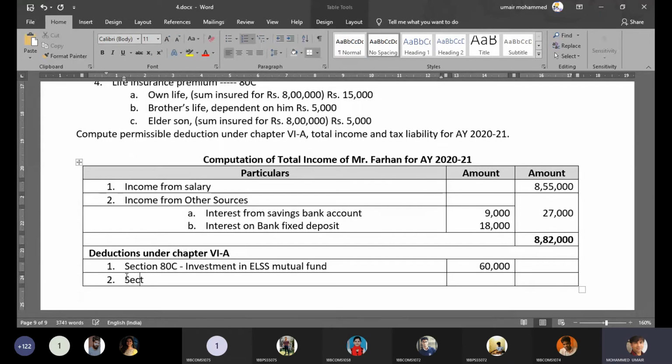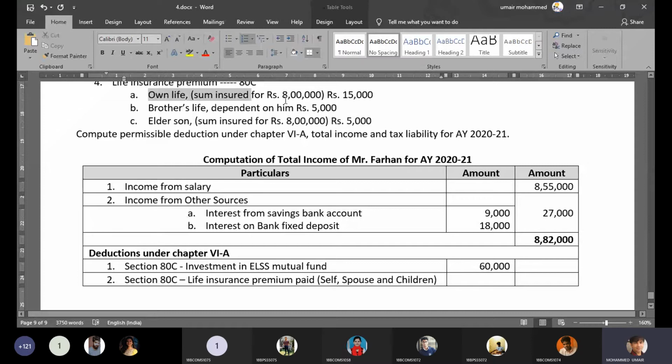So next is section 80C, life insurance premium. And whose premium is qualified? Self, spouse, and children. If the assessee has paid premium for somebody else also, it is not eligible for a deduction. Okay, so self is eligible. So we'll do calculation for self.